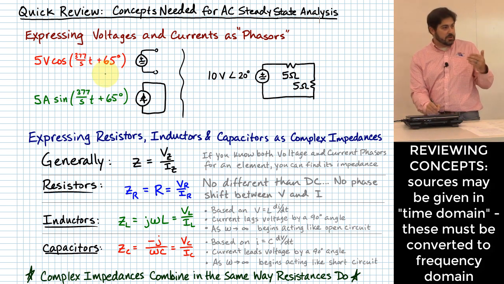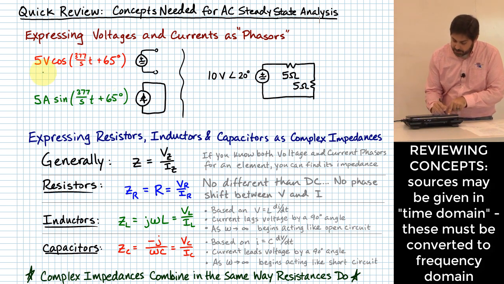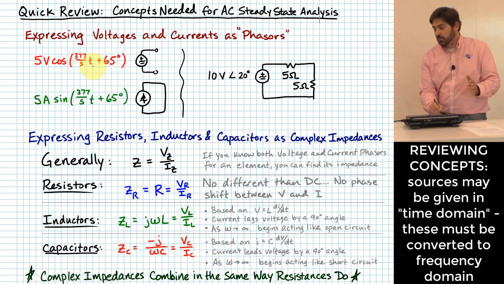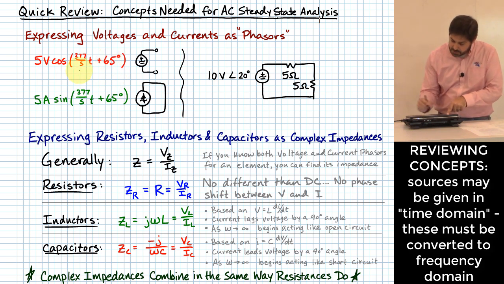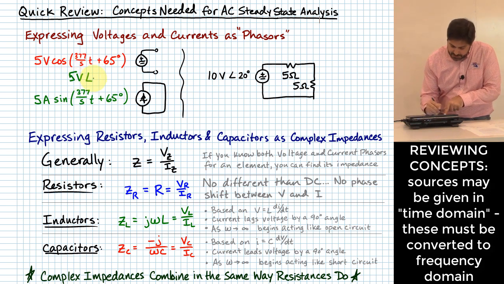We need to be able to convert expressions in the time domain, where there's a wave that you can trace out relative to t, into phasor values. This first one shouldn't be too hard for any of you. How would you convert that first one? 5 volts, right? Angle of 65 degrees.